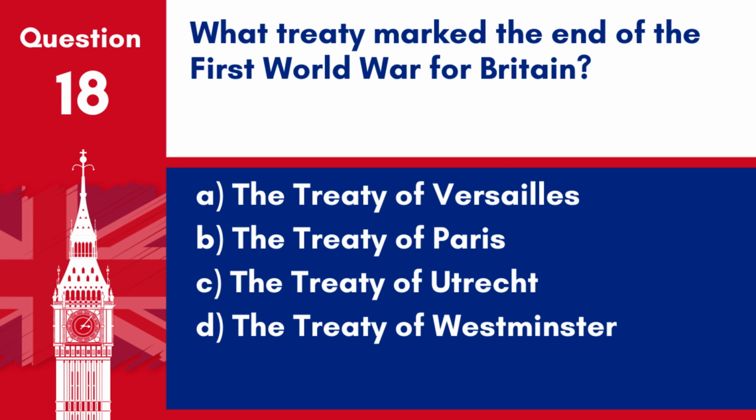Question 18. What treaty marked the end of the First World War for Britain? A. The Treaty of Versailles. B. The Treaty of Paris. C. The Treaty of Utrecht. D. The Treaty of Westminster. Answer: A. The Treaty of Versailles. The Treaty of Versailles marked the end of the First World War for Britain.